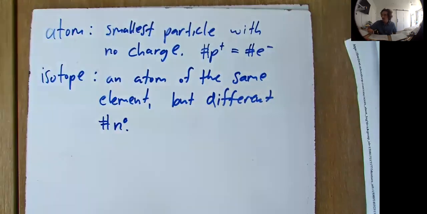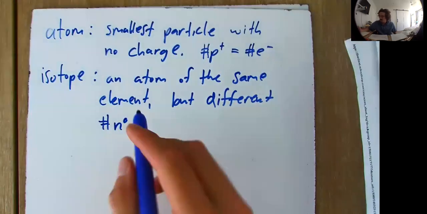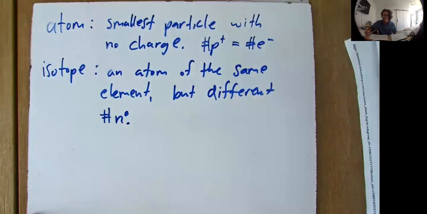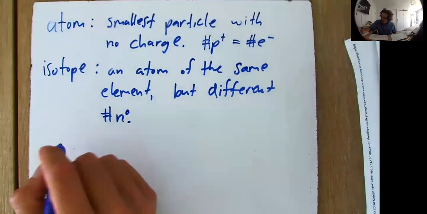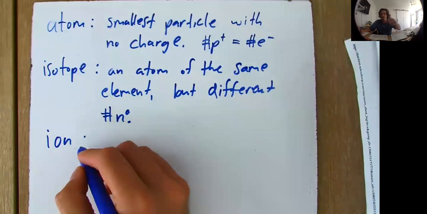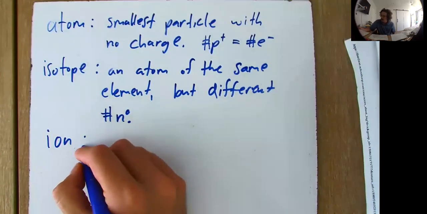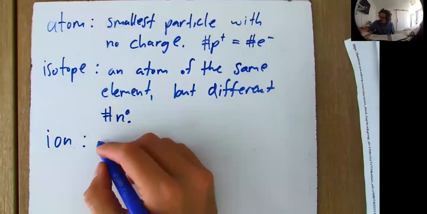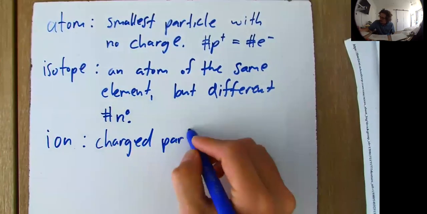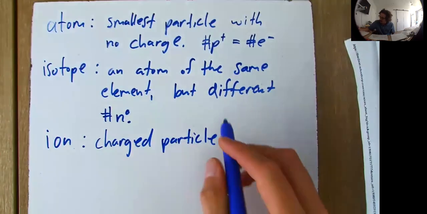Isotope is an atom of the same element but different number of the neutrons. Okay, but what we're going to put our focus on today is this one right here. It's called an ion. Hey, pay attention. I've got my eye on you. Okay, what we're going to call this is a charged particle.